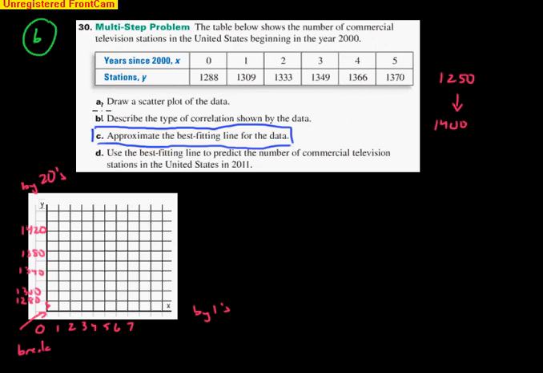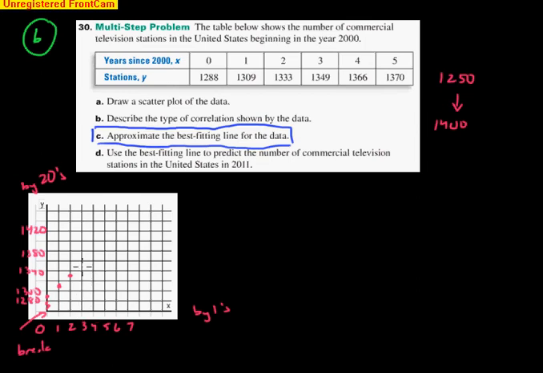And now I'm going to plot my points. Okay? So 0, 1288. Like right there. 1, 1309. Almost 1310, which would be right here. We could have almost done this by tens as well, but, you know, it's okay. 2, 1333. So 1330 is in the center, so we'll go just right around the center.